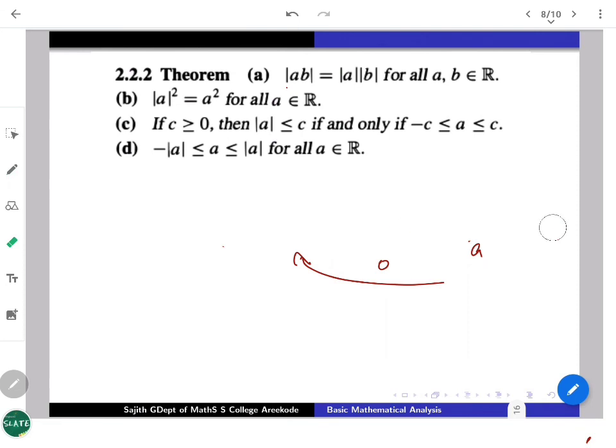So how to prove that formally, algebraically? It's also easy, because we have already seen the third part.